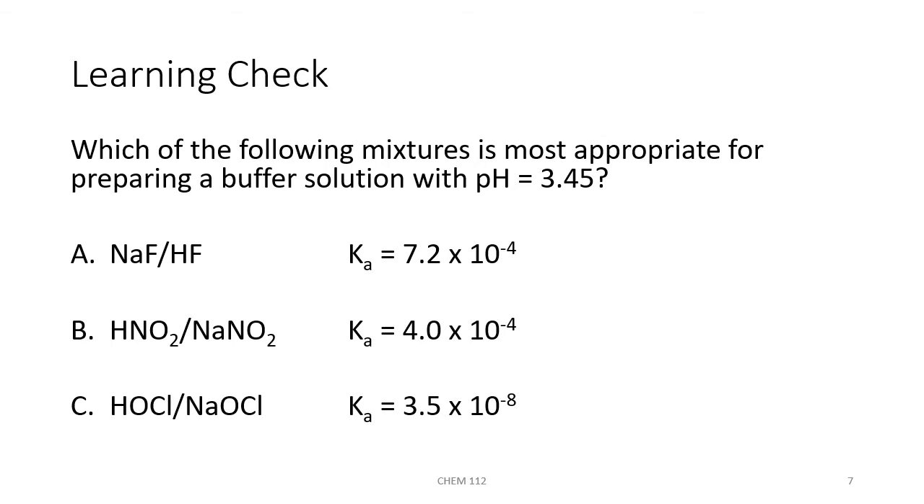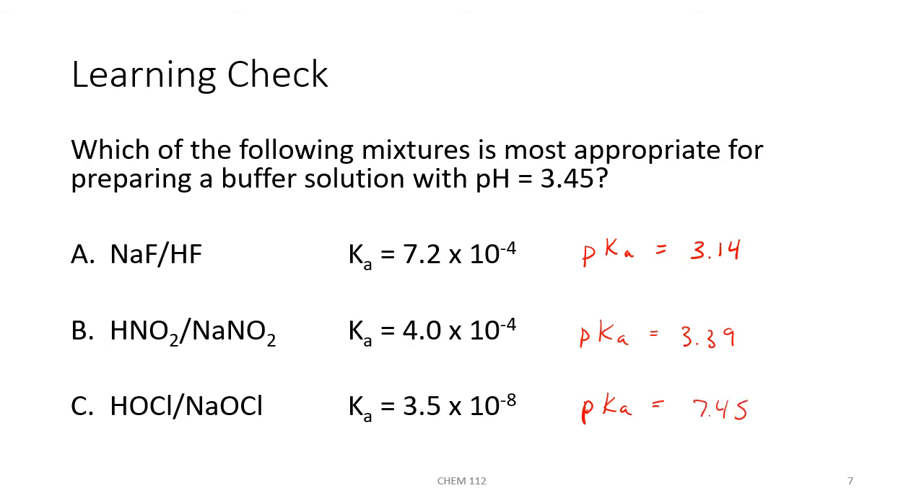So the Ka for the sodium fluoride hydrofluoric acid buffer system is 7.2 times 10 to the negative fourth. By taking the negative log of that, we can calculate the pKa, and the pKa comes out to 3.14. For B, we have a Ka for our nitrous acid of 4 times 10 to the negative fourth, so the pKa comes out to being 3.39. And for C, for our hypochlorous acid, the Ka is 3.5 times 10 to the minus 8. And if we calculate the pKa, we end up getting 7.45.